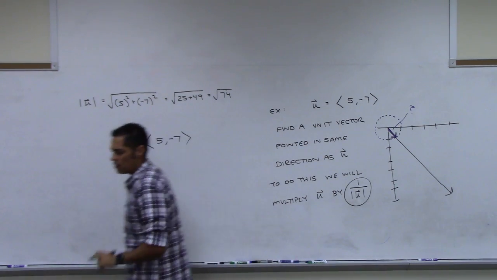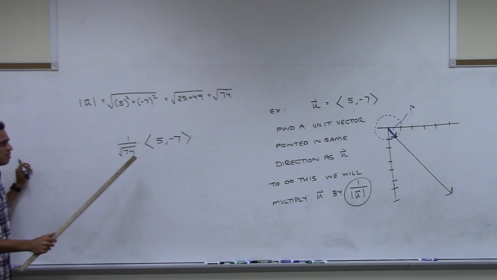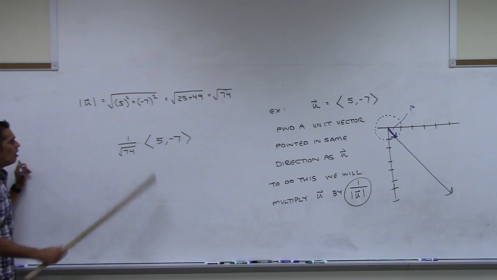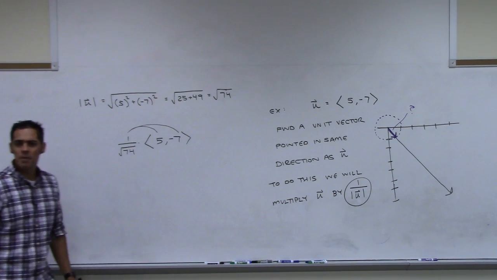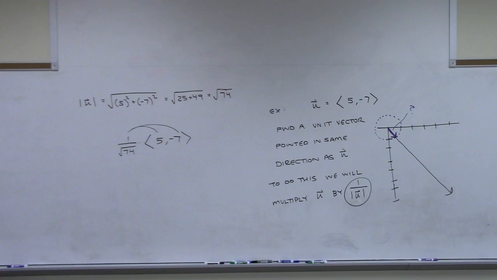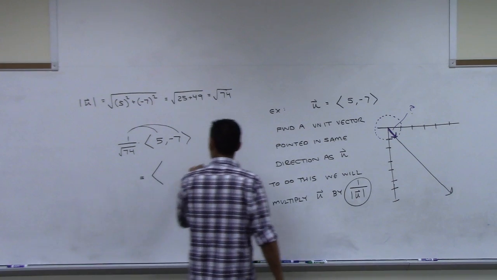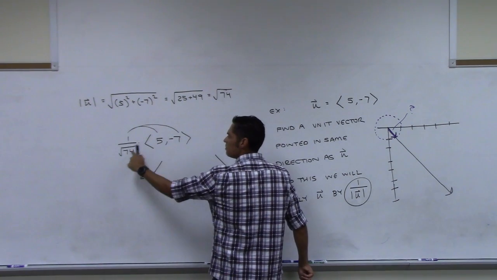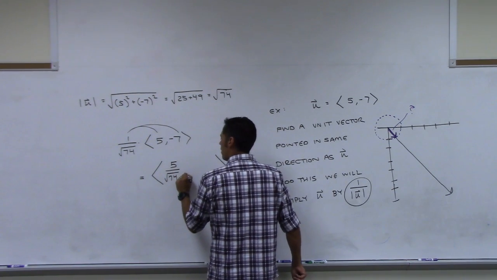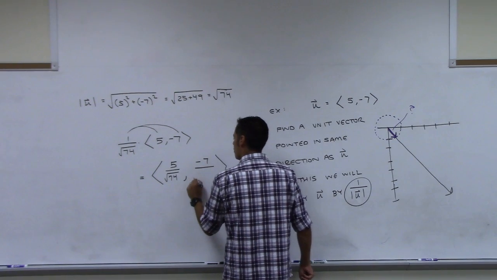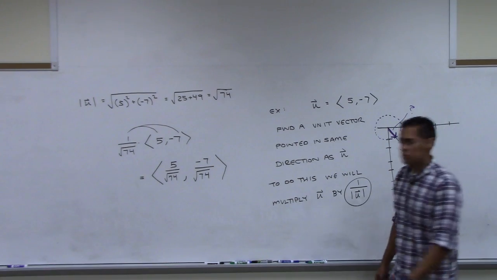Now, you may or may not recall, how do we do this sort of multiplication? This is called scalar multiplication, a number times a vector. All we have to do is almost like a distribution. You're going to distribute the number through the angle bracket. So this becomes a new vector. It'll be 5 times this, which I'll just write as 5 over root 74, and then comma, negative 7 over root 74. And that's it. This is the vector.